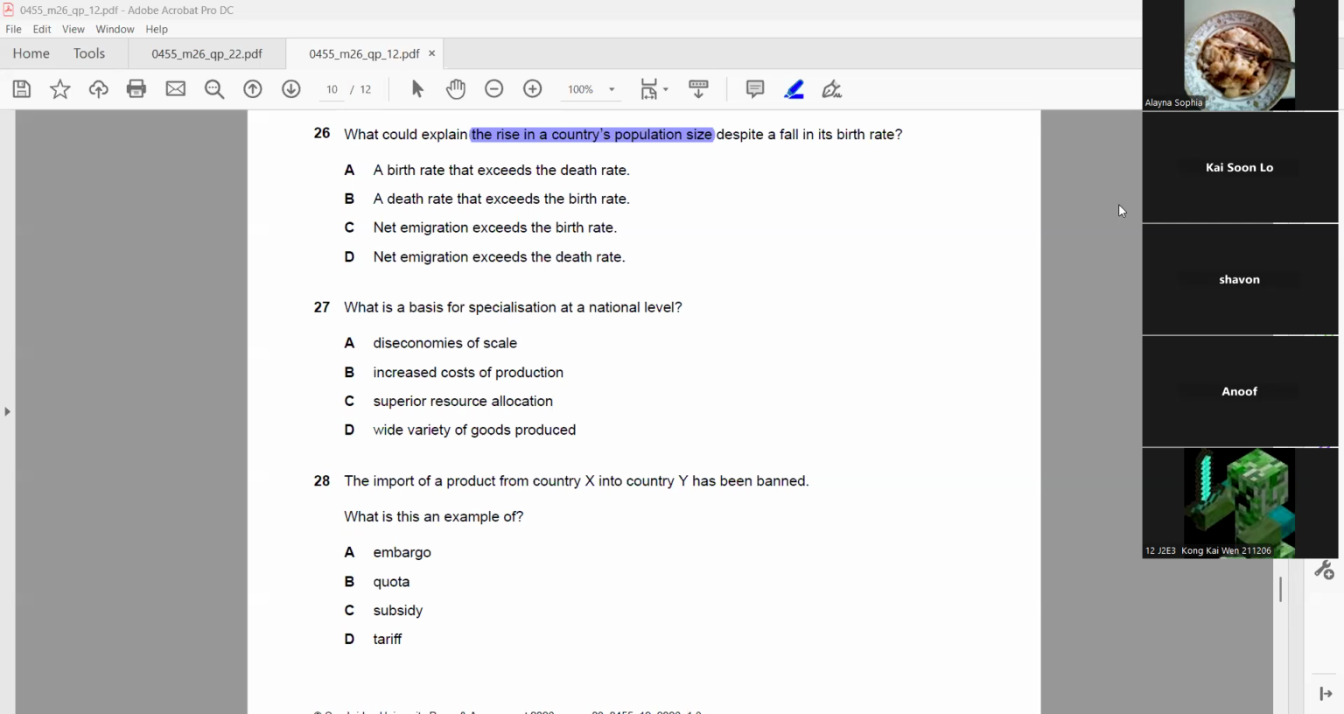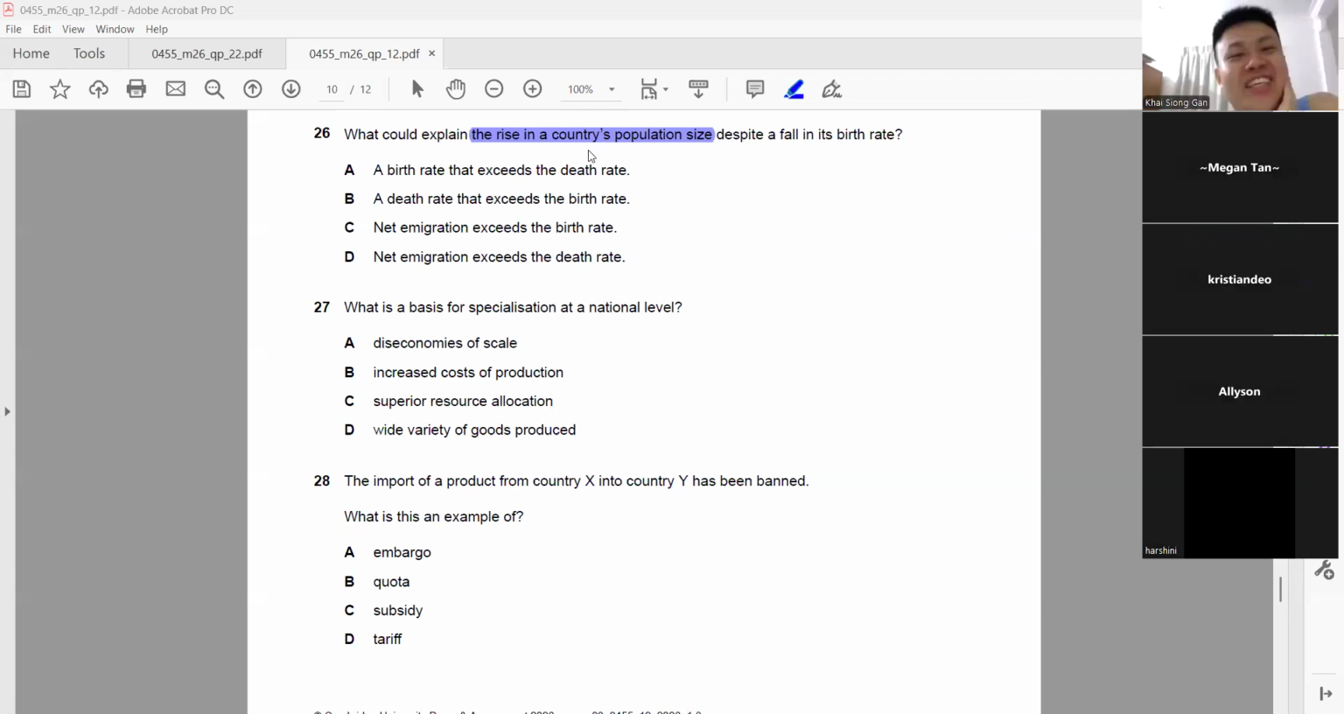Why did you all give me donkey? I want to have an increase in the population size, and you all tell me donkey. Donkey means emigration, net emigration, people moving out. A birth rate that exceeds the death rate. The rest cannot result in a higher increase in the country's population size.